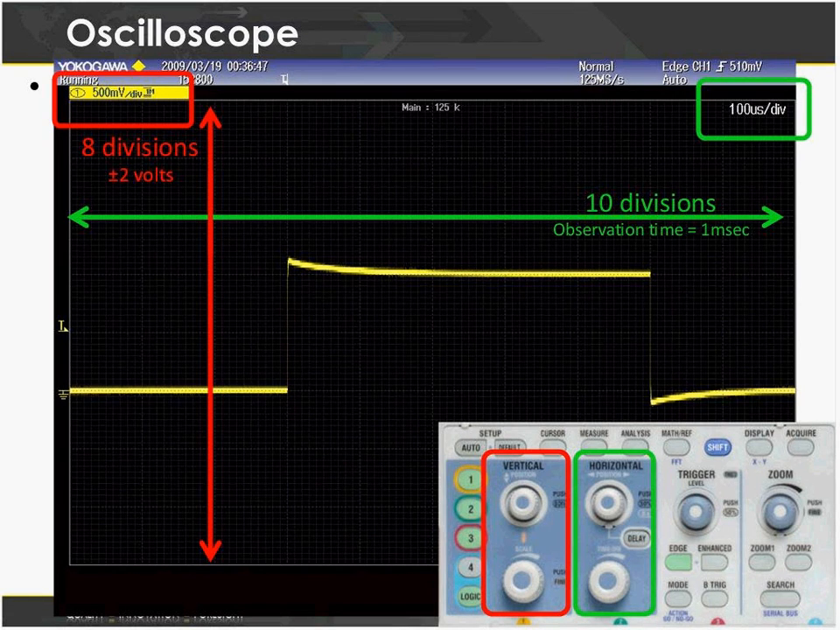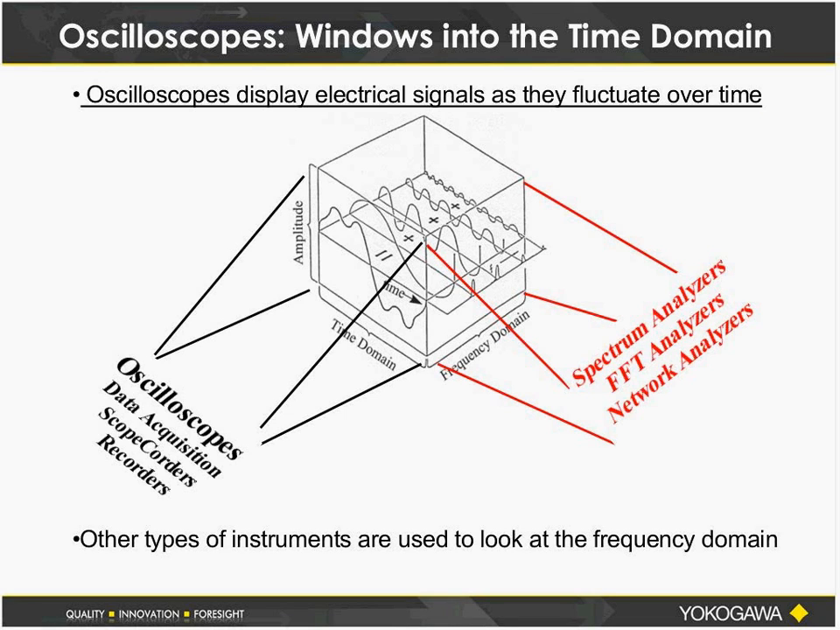That vertical section is going to allow you to adjust the millivolts per division, and the horizontal section will allow you to adjust the time per division, as well as sliding it left or right or up and down, depending on how you want to zero it out. So that's a look into the basic display of an oscilloscope.